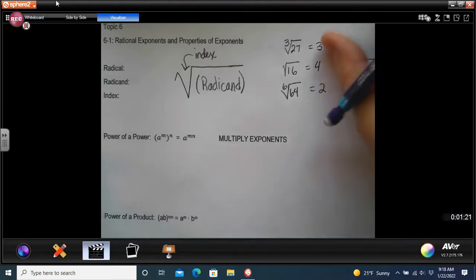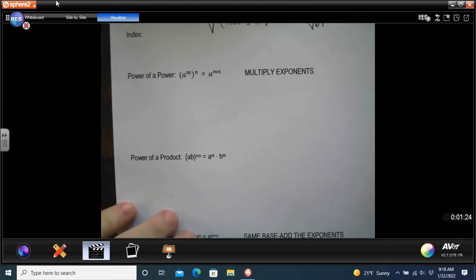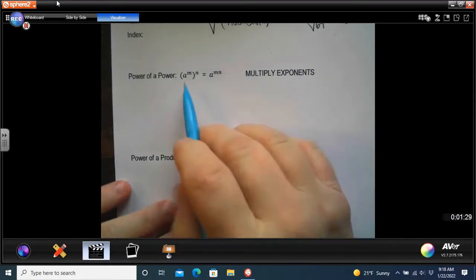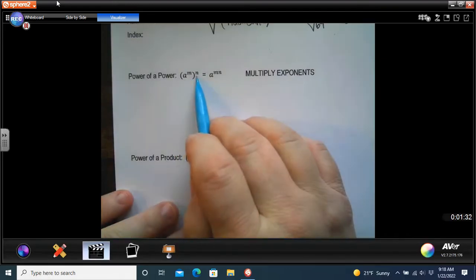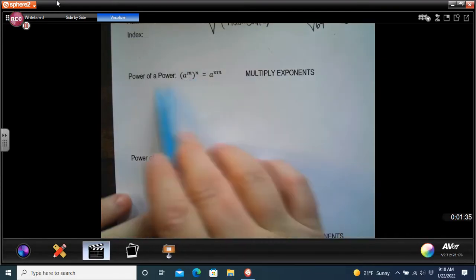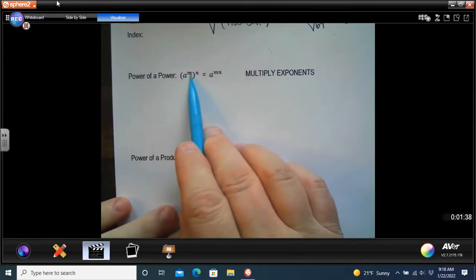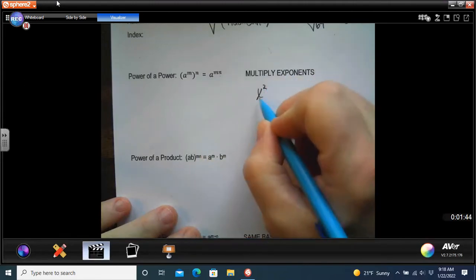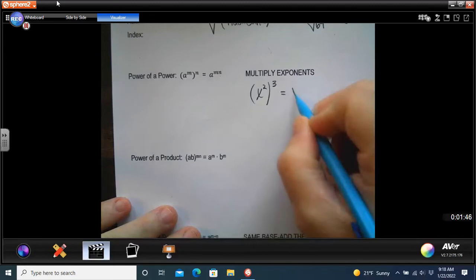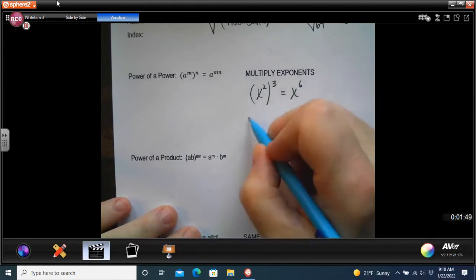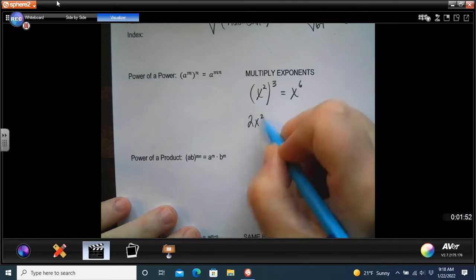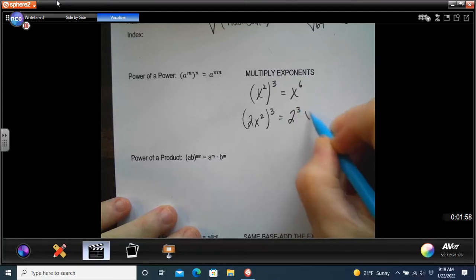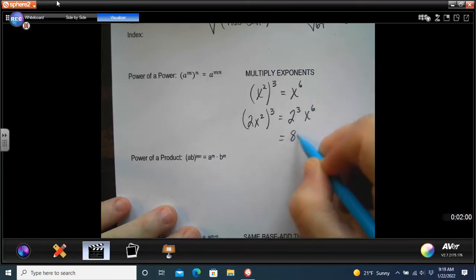Okay. Then we have some rules for multiplying exponents, and when do we add exponents, and all kinds of stuff. So if I have a to the m, to the n power, this is what I call a power of a power, or a power raised to a power. We multiply those exponents. So x to the second to the third power is x to the sixth. 2x squared to the third power is 2 to the third x to the sixth, or 8x to the sixth.